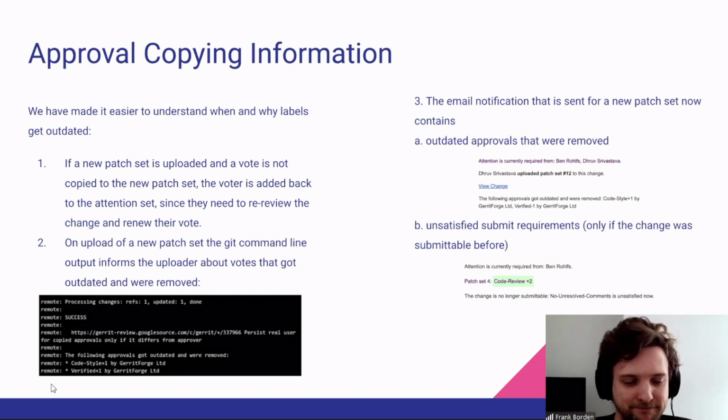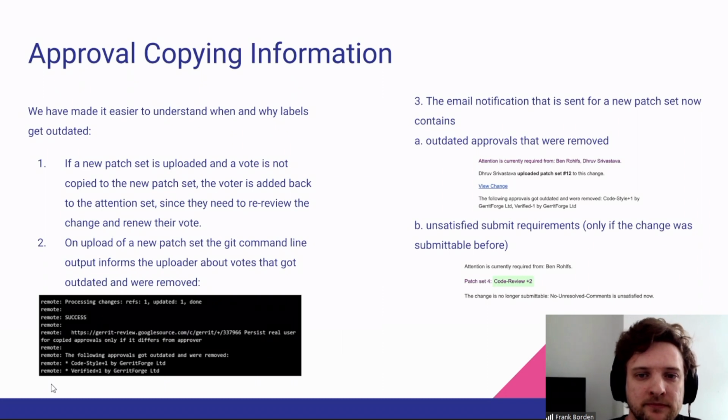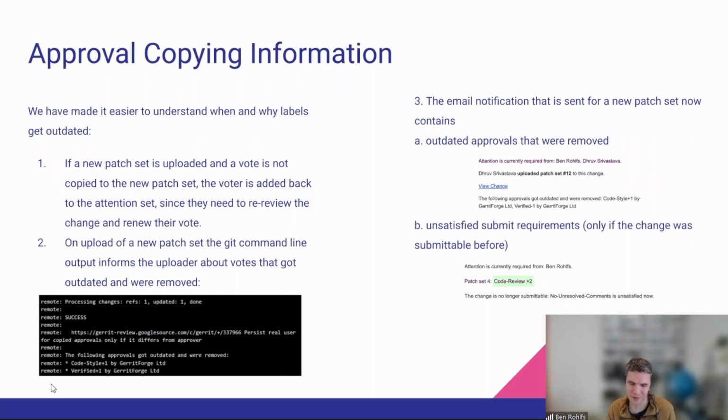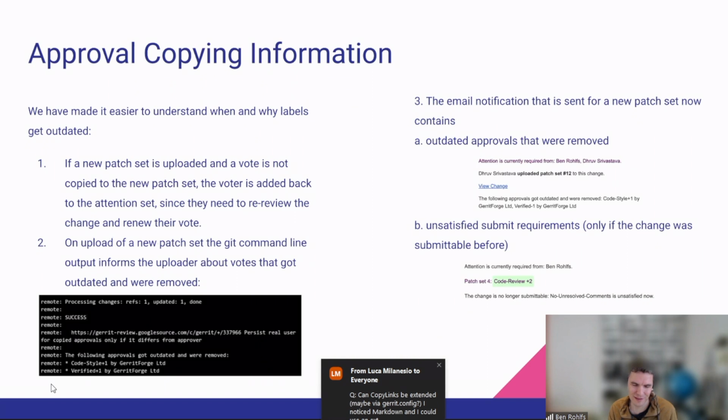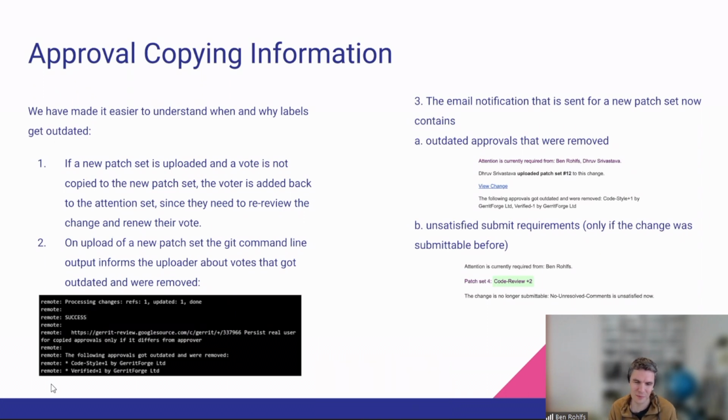There is a second question by Wikimedia. It says, can copy links be extended, maybe via Gerrit config? I noticed Markdown, and I could use an extra for MediaWiki syntax. Yeah, we've actually already gotten the same feedback internally. Just yesterday, I think I got 2 user reports asking the same. It's quite funny that as soon as you launch a new feature like the bulk actions, it's first, oh yeah, that's nice, but actually, can you extend it in some more ways?